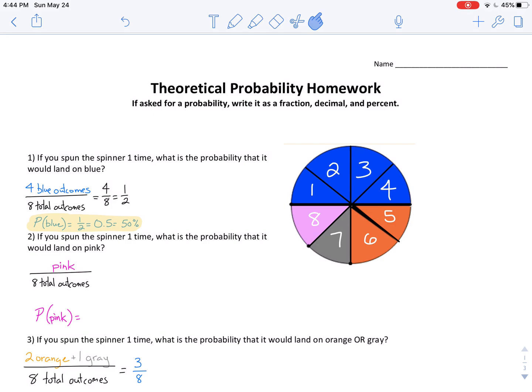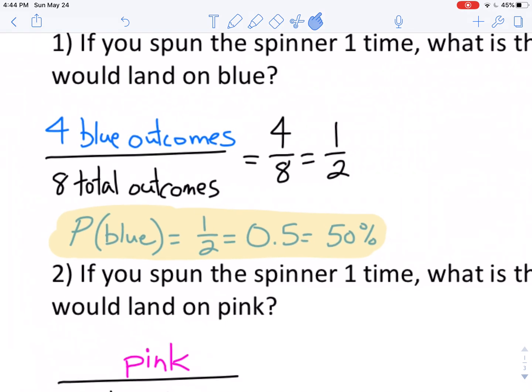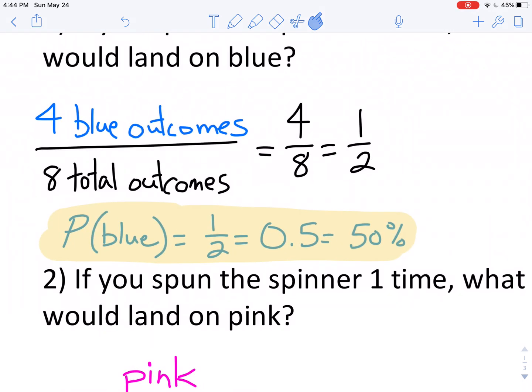Number 1 was in the video, but you needed to go back and write italicized P and then in parentheses blue, because it said the probability of landing on blue is the same as the fraction 1/2. It cannot be 4/8. I will mark that wrong. 1/2 equals 0.5 and 5/10 equals 50%.